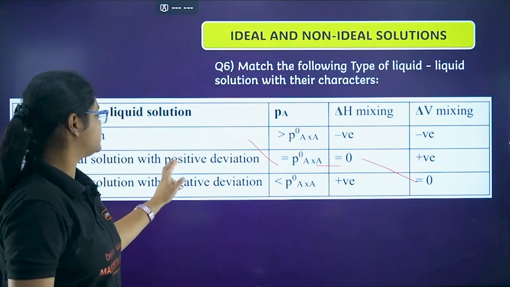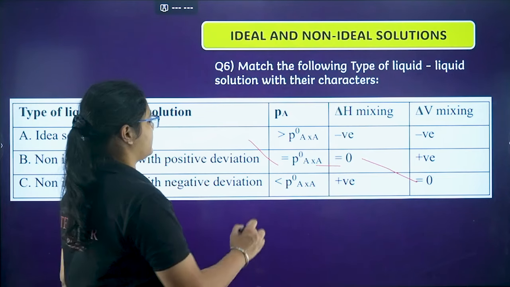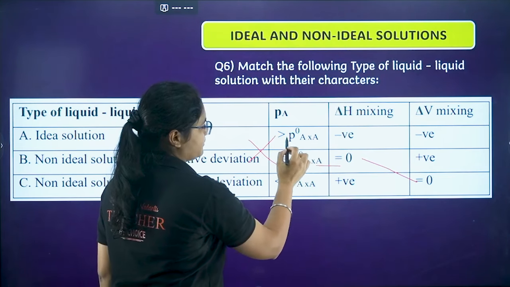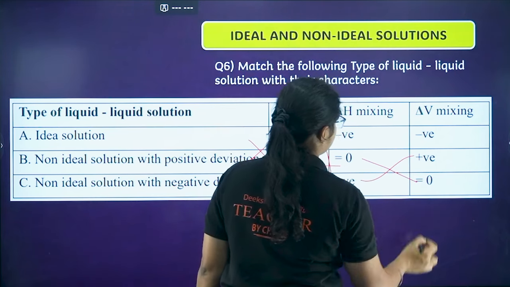Now in a non-ideal solution, what happens? For a non-ideal solution with positive deviation, the total pressure is greater than P naught A XA, and it will have a positive delta H mix value and a positive V mix value.